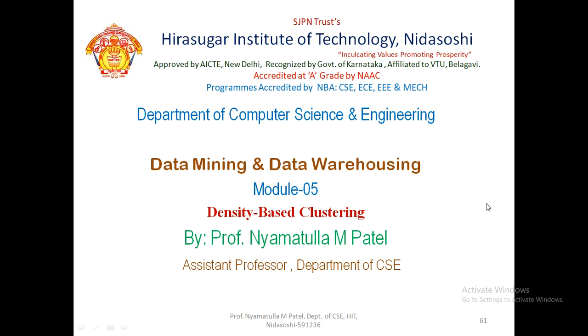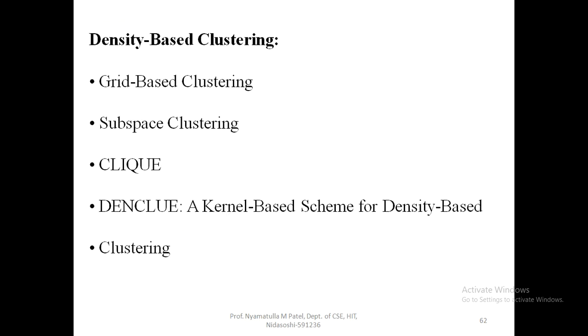So, continuation with module 5. In this video lecture I am going to cover density based clustering. What are the different types of density based clustering? Density based means that clustering will be based on the density of the number of data points available. The different types of density based clustering are grid based clustering, subspace clustering, CLIQUE, then DENCLUE, a kernel based scheme for density based clustering.